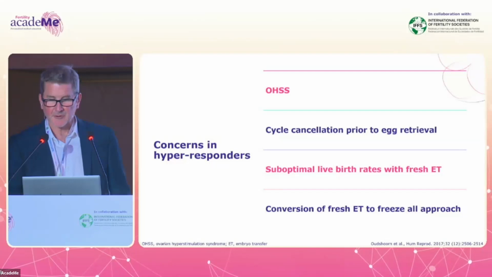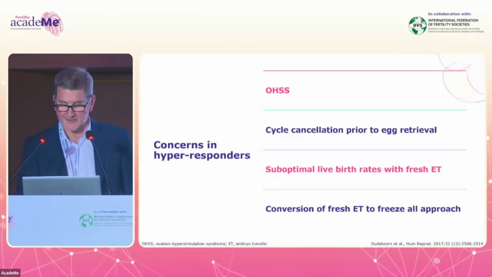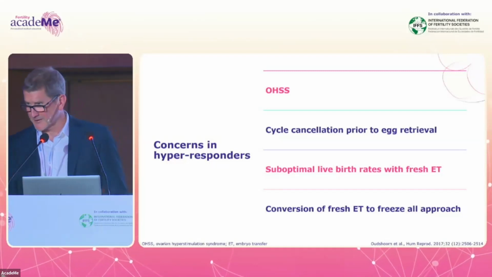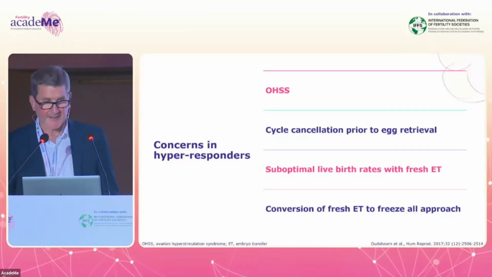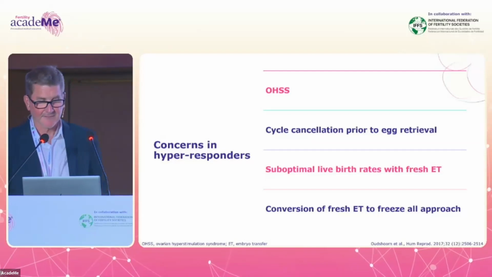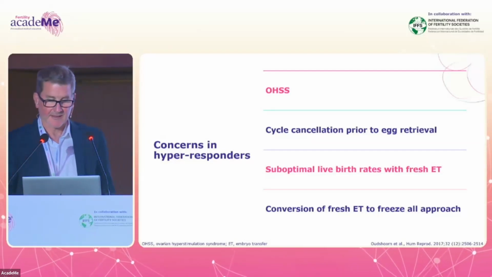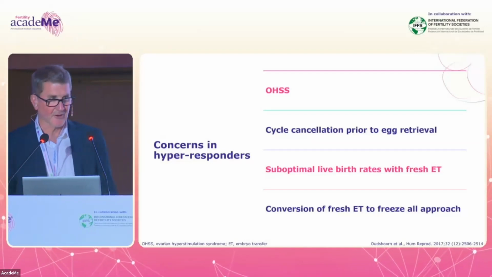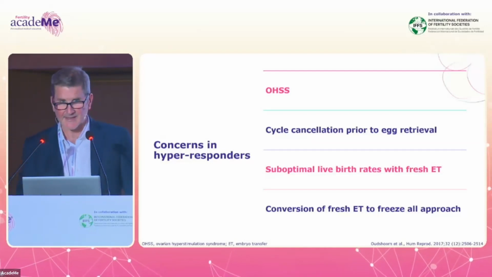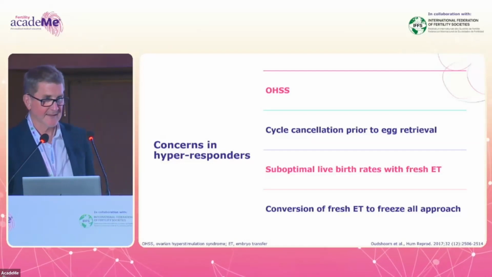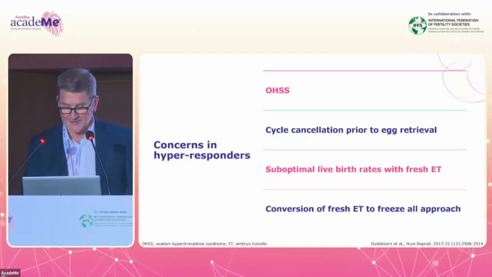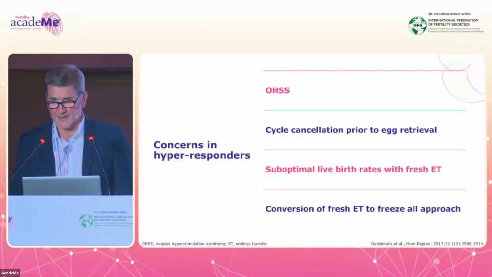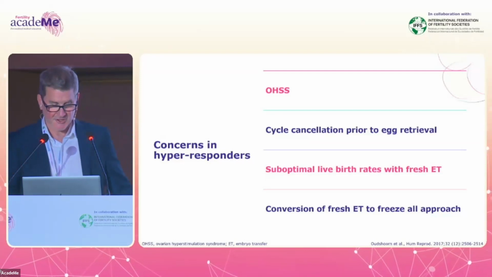There's also suboptimal live birth rates with fresh embryo transfer, as I've just shown before, that there's a reduction in the live birth rate per fresh cycle when you collect more than 18 to 20 eggs. And there's also an increased conversion of fresh embryo transfers to freeze-all approaches, and this can possibly increase cost. It can delay time to pregnancy leading to live birth, and there's also differing obstetric and neonatal outcomes when you compare frozen embryo transfer to fresh embryo transfer.